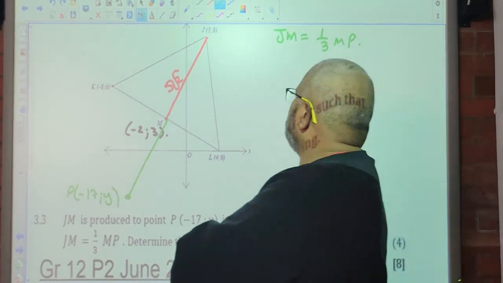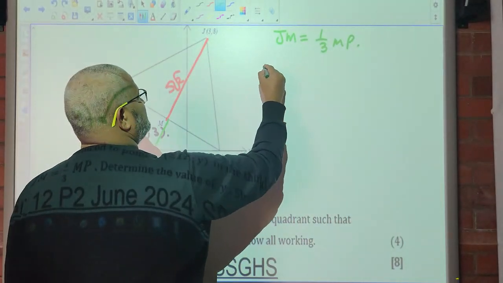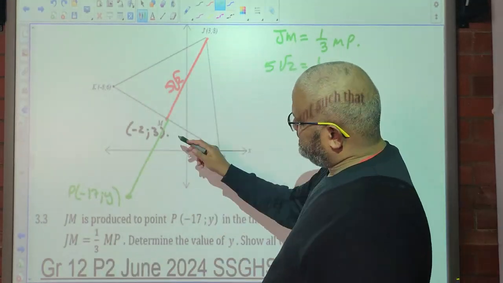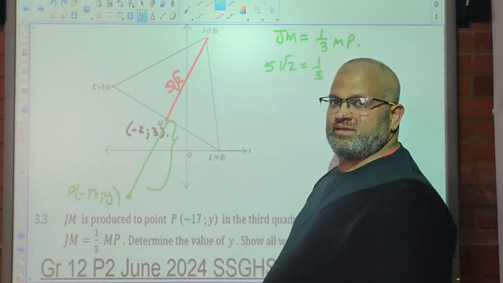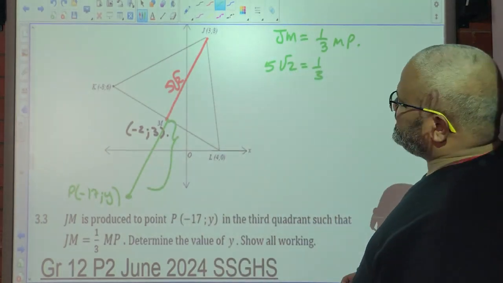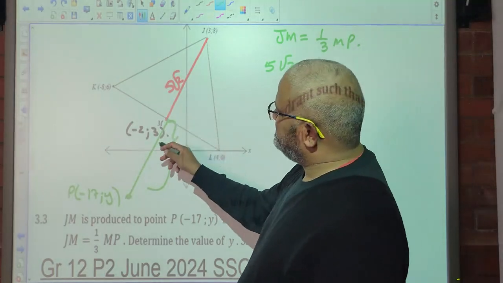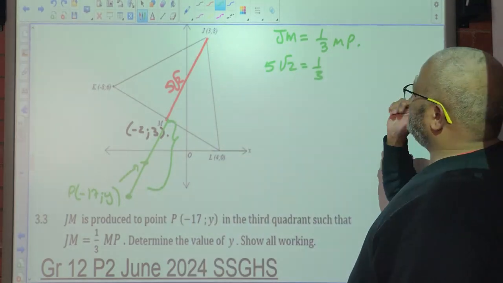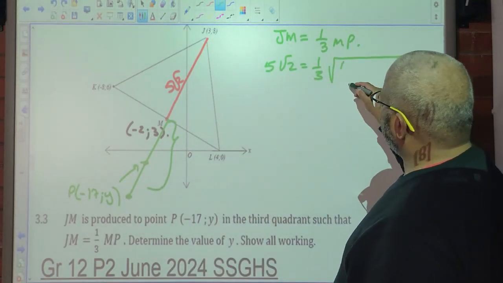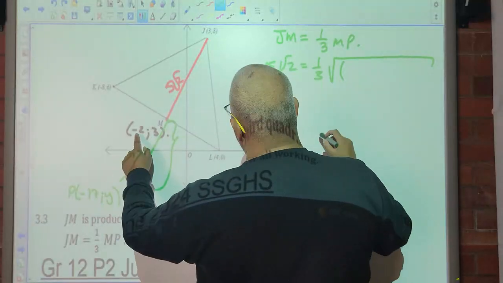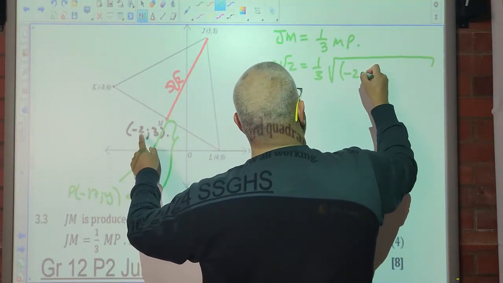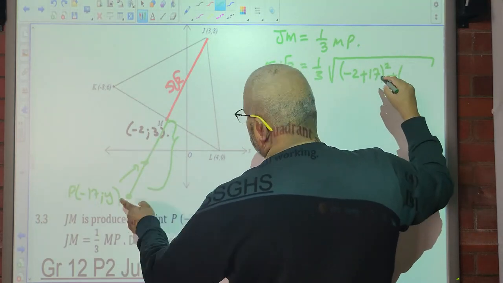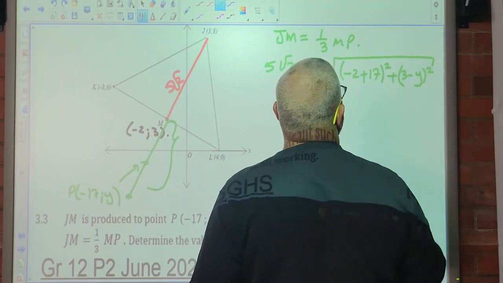Okay. So people, we know what JM is. JM is 5 root 2, equals a third MP. MP is going to be this thing. Okay. So a third of MP is actually shorter. It's a third of that, you know? But okay. MP, again distance formula. So I'm going to go with the distance formula between these two. So it's going to be negative 2 minus negative 17 becomes plus 17 squared plus 3 minus y squared.